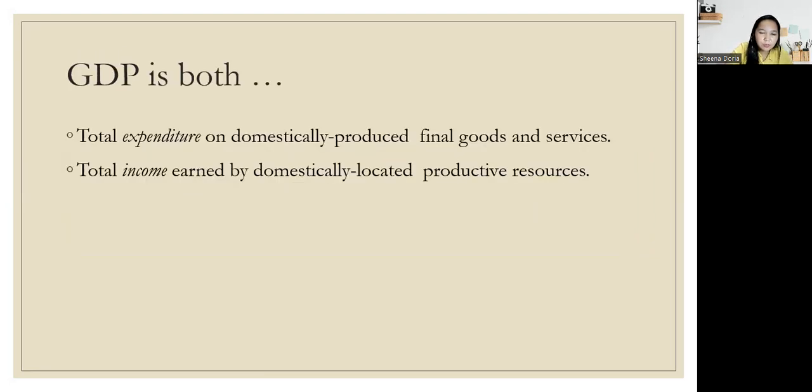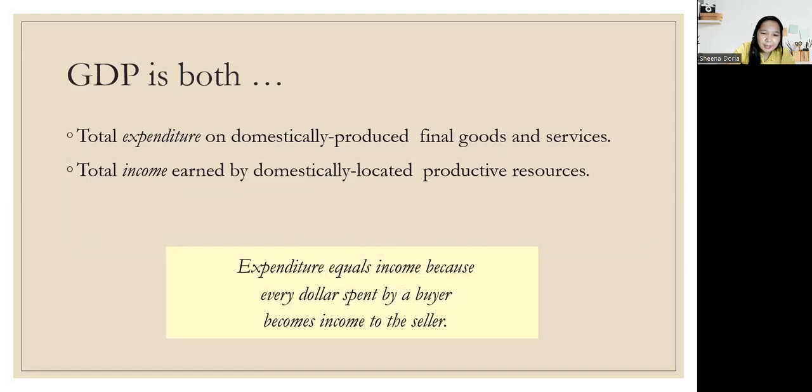So GDP is both total expenditure on domestically produced final goods and services, and total income earned by domestically located productive resources. Expenditure equals income because every dollar spent by a buyer becomes income to the seller. This is a key to our discussion of the basic circular flow model of the economy. So expenditure is income.